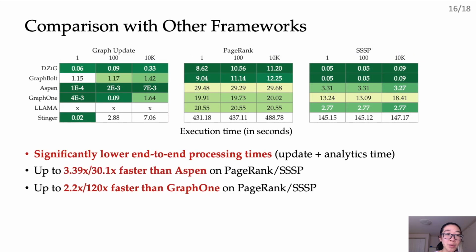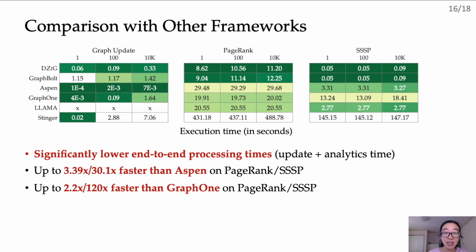Finally, we compare the performance of DZiG with other streaming graph processing solutions, including Aspen, Graph1, Llama, and Stinger on PageRank and shortest path benchmark. Since these systems focus only on graph mutation times, they do not have any incremental processing support like GraphBolt or DZiG. So here, I am also showing the execution times separately for the graph mutation phase and the analytics phase. When it comes to end-to-end processing, incremental processing in the analytics phase is much more important than just graph mutation, and that's why DZiG and GraphBolt significantly outperform all of these systems. Specifically, in end-to-end processing DZiG is about 30 times faster than Aspen and 120 times faster than Graph1.